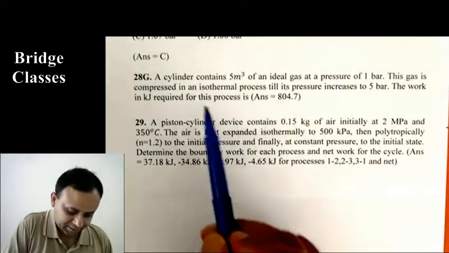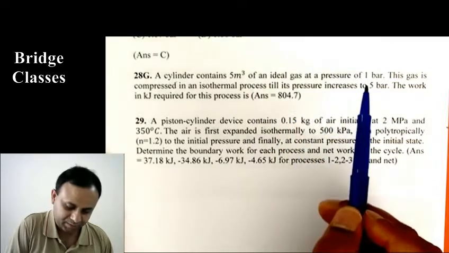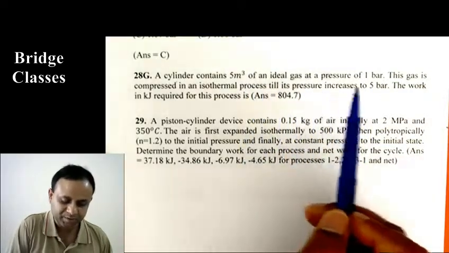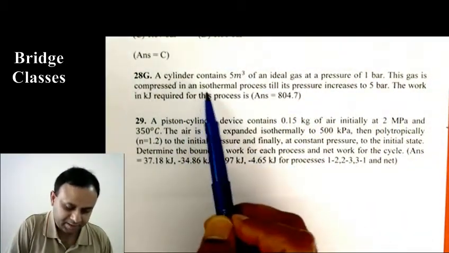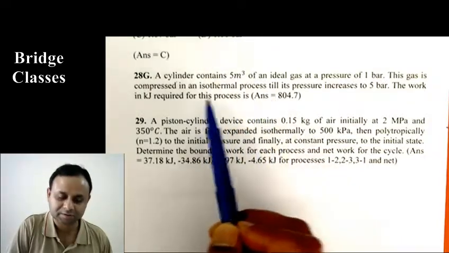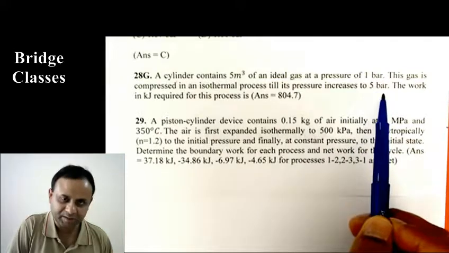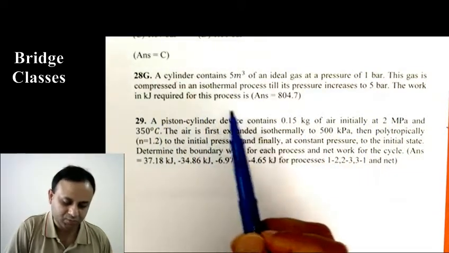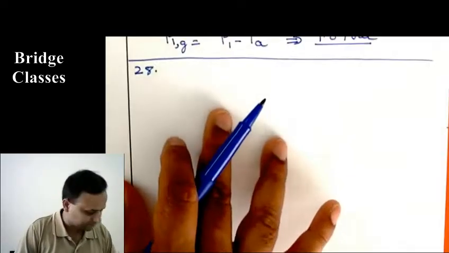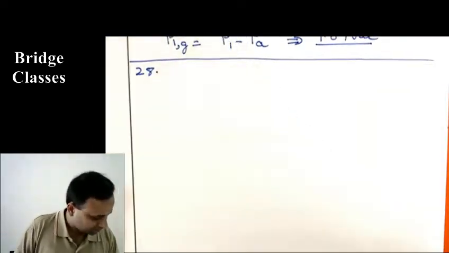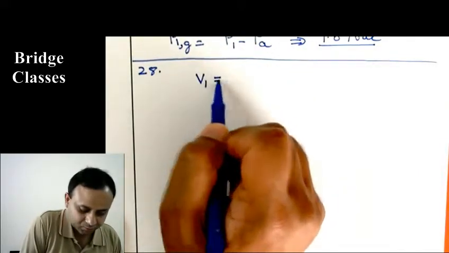It says a cylinder contains 5 cubic meter of an ideal gas at 1 bar. This gas is compressed in an isothermal process till its pressure increases to 5 bar. The work in kilojoule required for this process is. So let me write down what is given. Its volume is 5 cubic meter, but that is its initial volume.